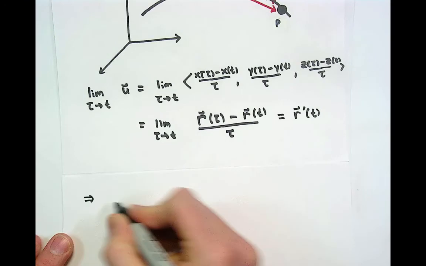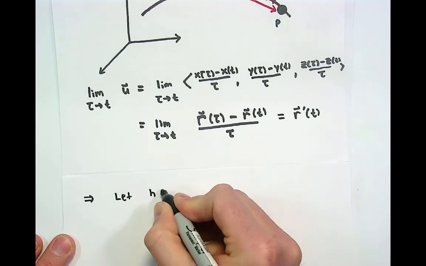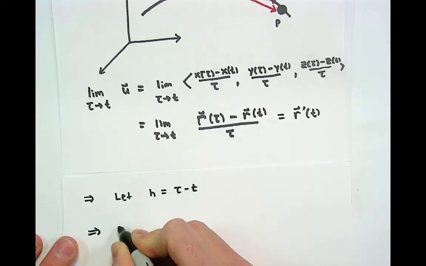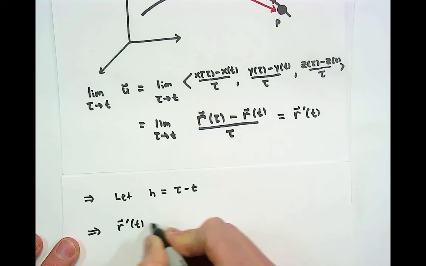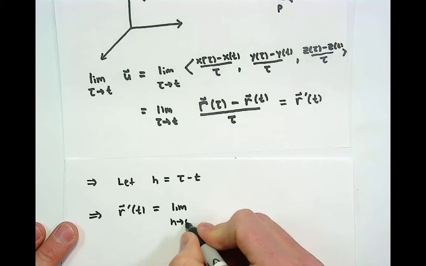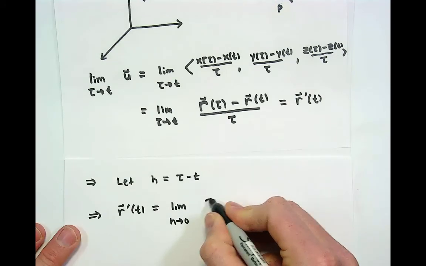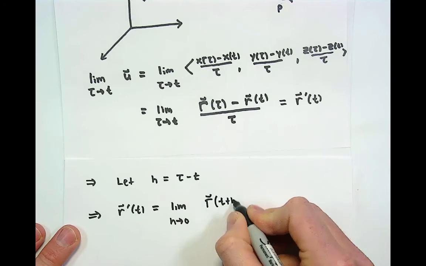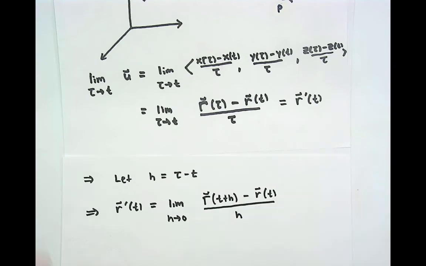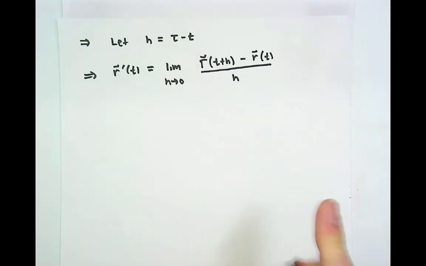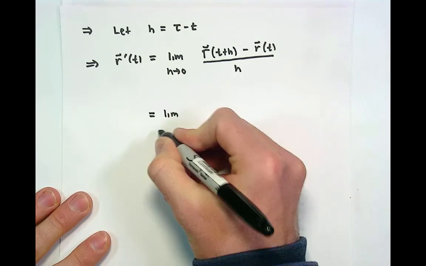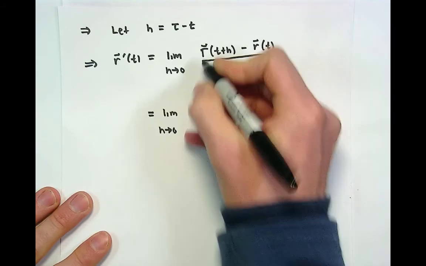And of course, you could say let h be equal to the difference between tau and t. And if you do this, you could rewrite the derivative, or the direction of that vector, as the limit as h goes to 0 of r of t plus h minus r of t, all divided by h. And I'll give you a major hint on how to work this out. Above, I told you that you should really try to make sure you understand that step. And here's the hint that I'll give you.